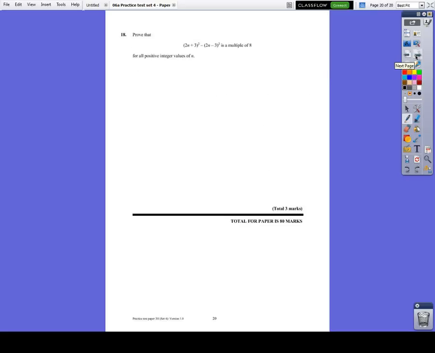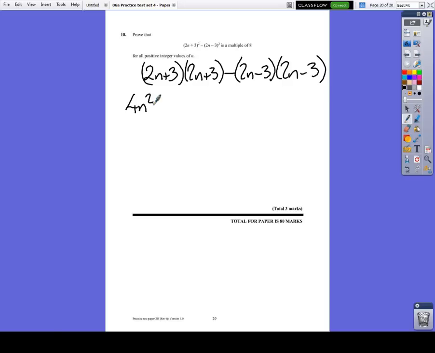Question 18, prove that (2n plus 3) squared minus (2n minus 3) squared is a multiple of 8. Well, to do that, we just need to expand all the brackets and simplify it down and show that that's a multiple of 8. So (2n plus 3) squared just means (2n plus 3) times (2n plus 3). I'm going to take from that (2n minus 3) times (2n minus 3). 2n times 2n would be 4n squared, plus 6n plus another 6n would be 12n, and then 3 times 3 is 9. And we want to take from that 2n times 2n is 4n squared again, minus 6n minus 6n is minus 12n, and then minus 3 times minus 3 is plus 9.